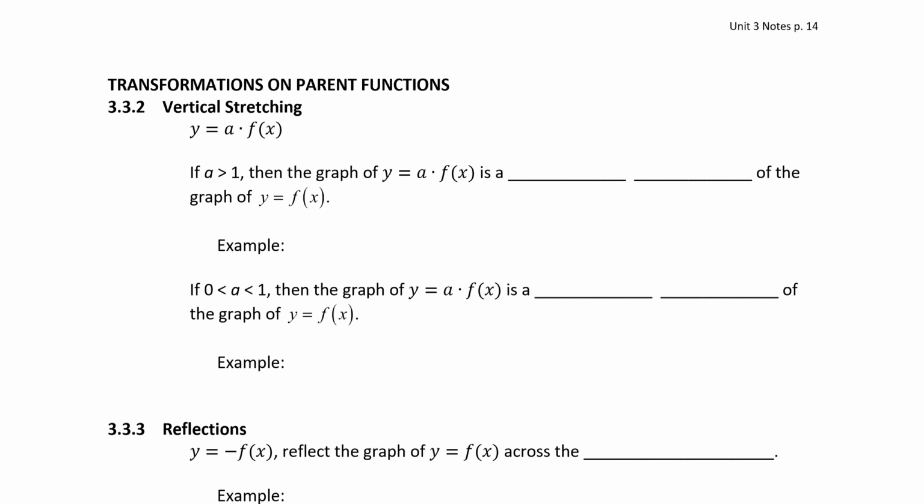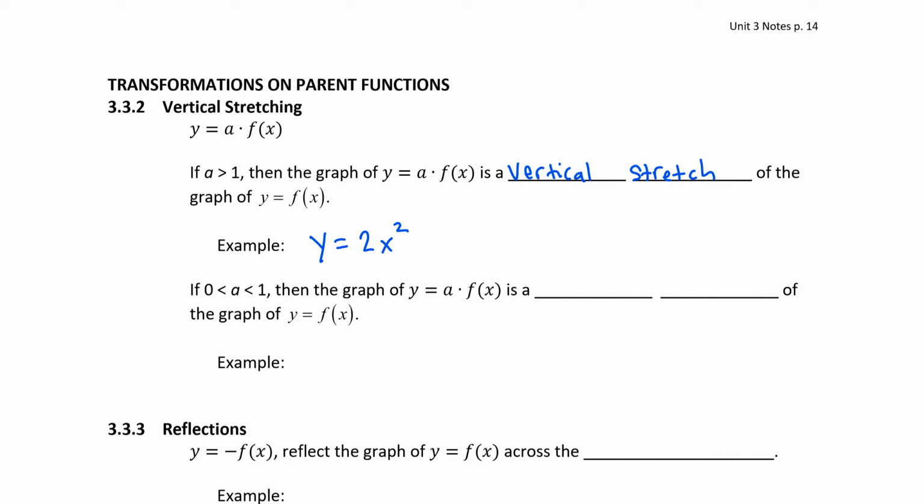If that constant a is bigger than 1, then the graph of y equals a times f of x is called a vertical stretch of the graph of y equals f of x. For example, if I consider y equals 2x squared, the parent function there is the x squared quadratic function, or the parabola. This particular graph would be twice as tall as the original parabola, so it's going to stretch away from the x-axis.